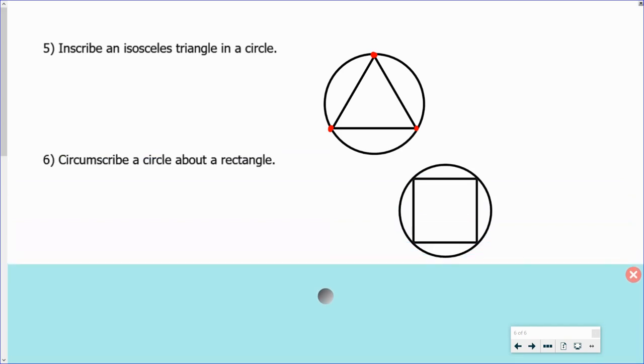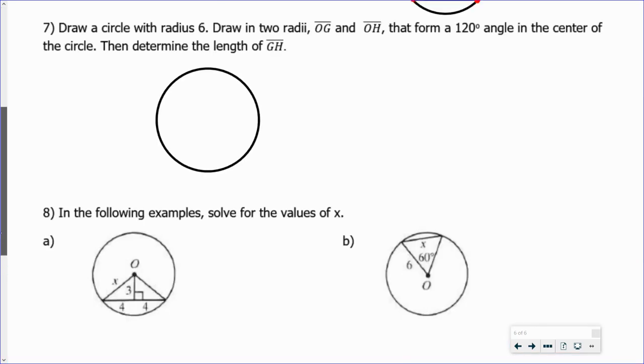The next one, you're asked to circumscribe a circle about a rectangle. So again, you're pretty much doing the same thing. And again, if you take a look, the vertices of this rectangle are on the circle. Okay, and no other points from the rectangle are on the circle.